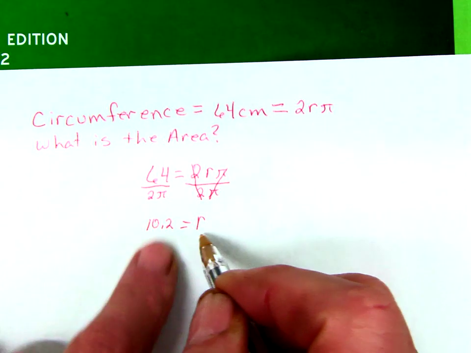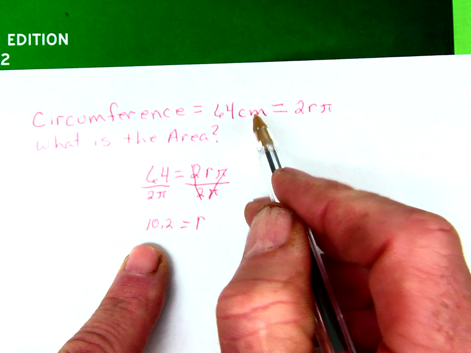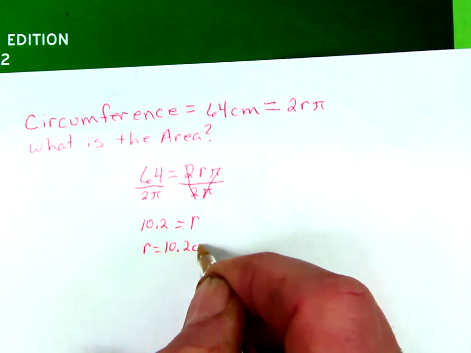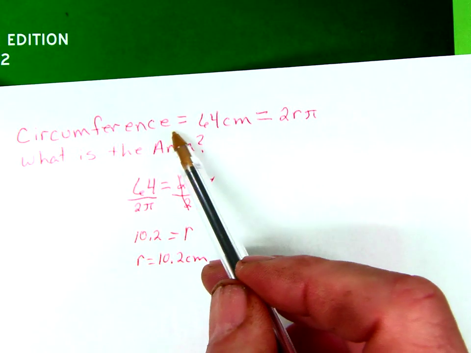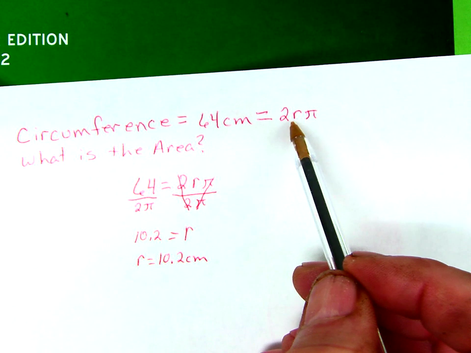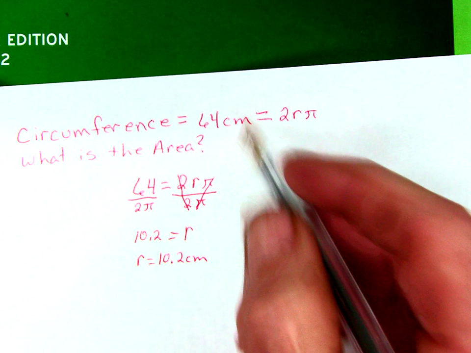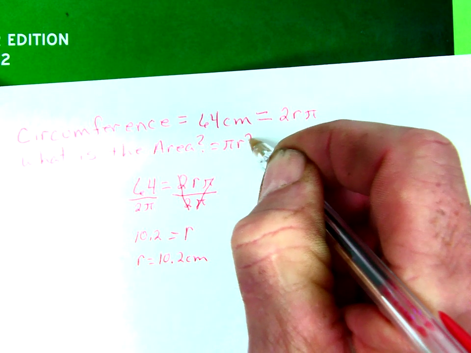Right. So r equals 10.2 centimeters. Remember, we started out, they gave us the circumference. Now we need to calculate the area. Area equals pi r squared.